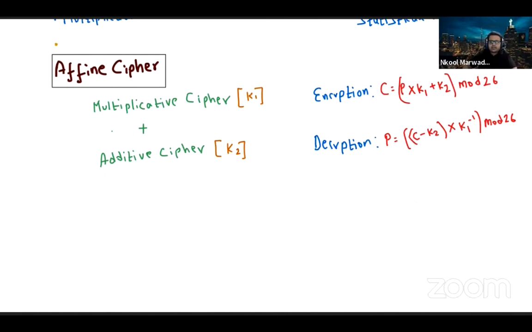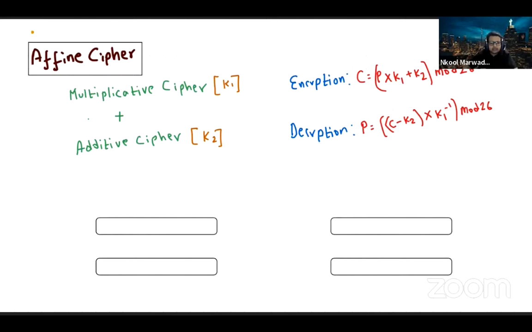Now let us draw the architecture of it, because that is something important. The plain text we will pass here. So we have a plain text. In the encryption, first we do the multiplication. The formula will be something like this: capital T is equal to plain text, which I am calling P, multiplied by key K1, and whatever result I get, I do the mod 26. Now whatever T I got, I will add K2 with it, and I will get the ciphertext. So C is equal to T plus K2 mod 26. Here I will pass K2.